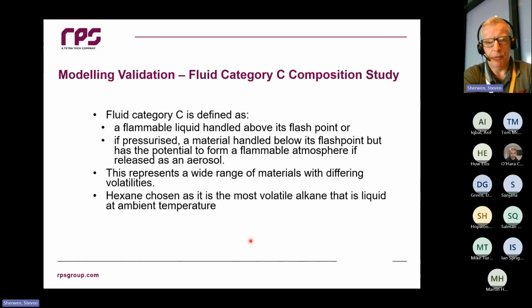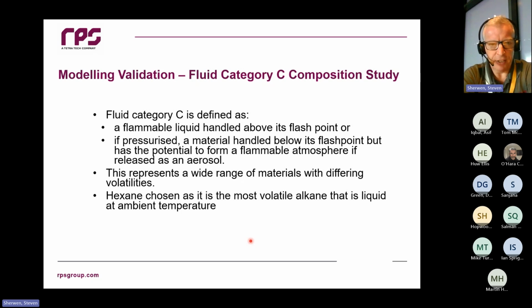Okay, probably the fluid category that gets used most is fluid category C, which is a release of liquid above its flash point. So you can see it covers a multitude of sins. It covers petroleum, most solvents, methanol, ethanol, IPA, all those kind of things. Because it covers such a wide range of substances, right the way through from petrol with a flash point of -40 to diesel with a flash point of +50, we had to choose a representative substance.